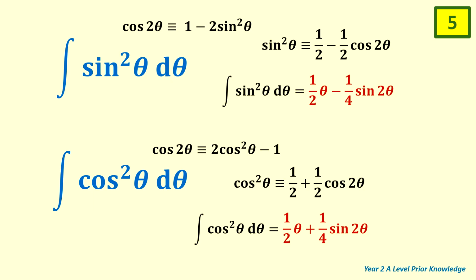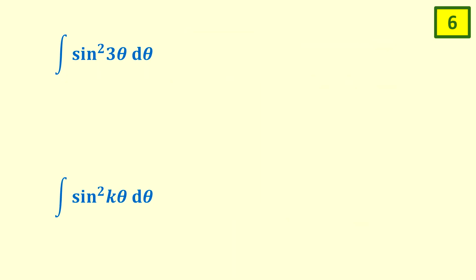So now we're going to look at what happens if we want to integrate sine squared 3 theta, or indeed sine squared k theta, so there's more than one theta. We start off by using our integration by substitution method, again from A-level maths. We can let u equal 3 theta. We also need to get rid of the d theta, so we do du by d theta equals 3, and then rearrange to make d theta the subject, so 1/3 du.